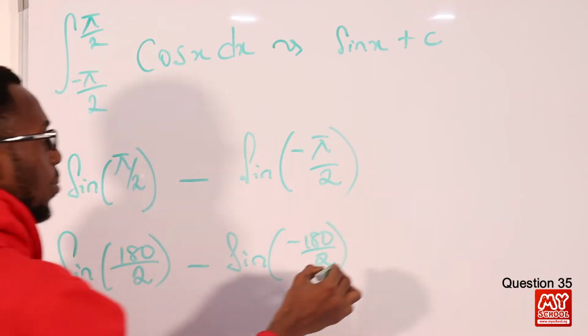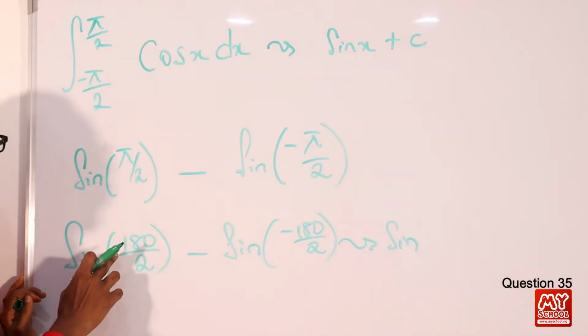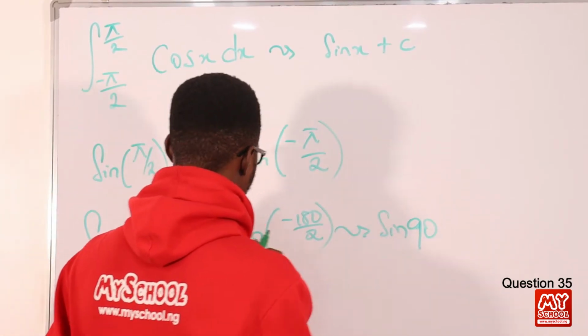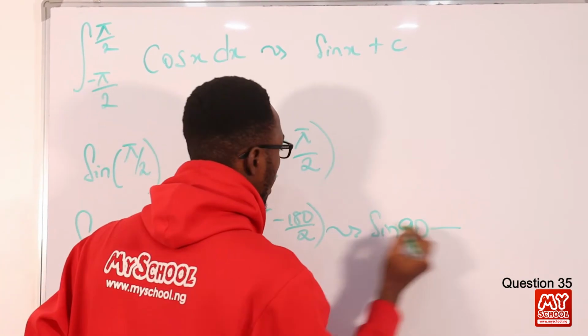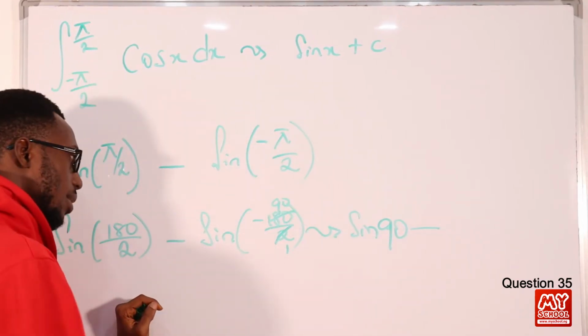Okay, just step by step. So I have sin, this is 180 divided by 2, that is 90. So I have sin 90. Then I have this minus right here. Then I have 2 here 1, 2 here 90. So I have minus 90.